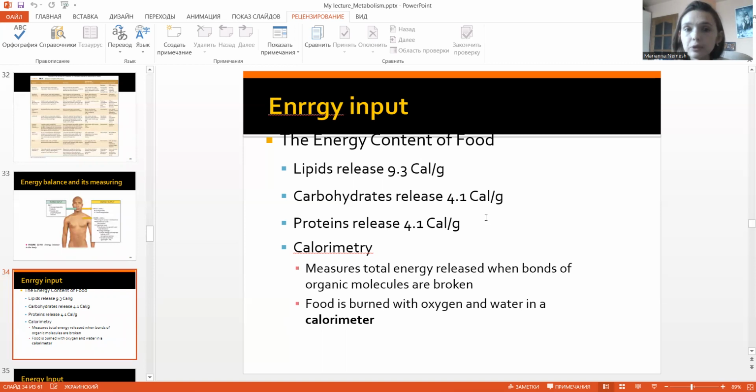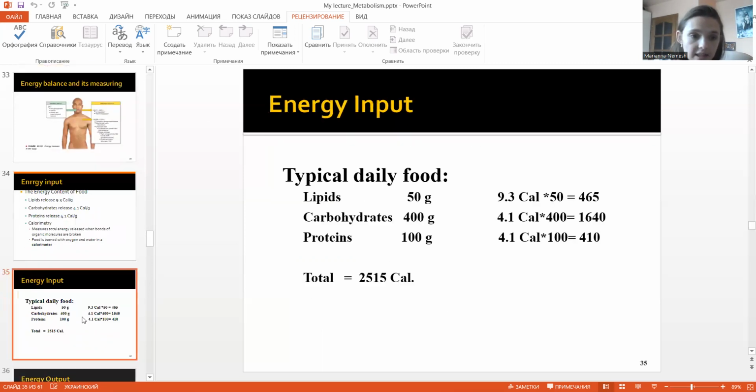So generally, if you're interested to count how many lipids, carbohydrates, and proteins you intake, and how many kilocalories that represents, you need to count the grams of that amount of proteins, fats, and carbohydrates, and multiply them by these indexes.